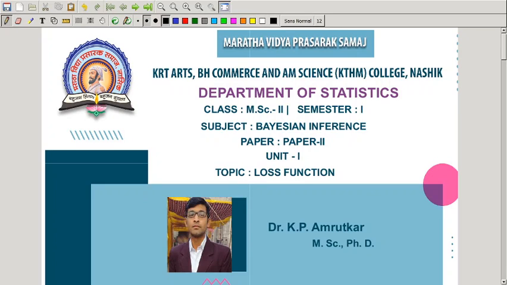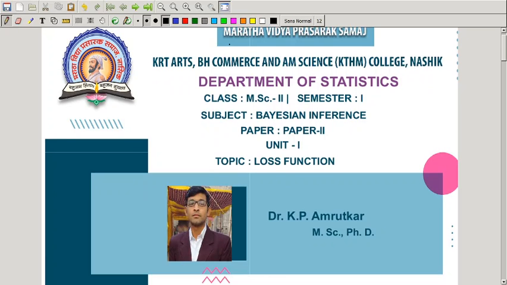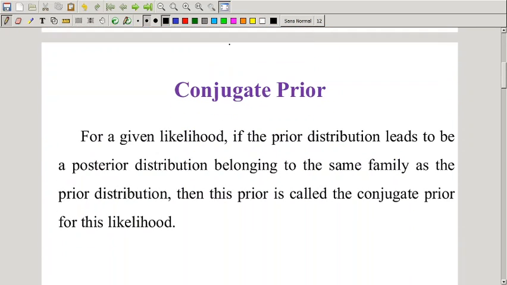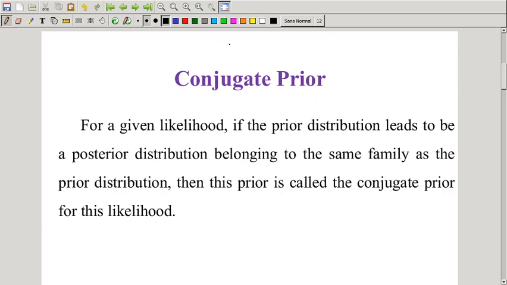Welcome to the third lecture of Bayesian Inference. In this lecture, we will see the loss function. Before starting the loss function, we will discuss some basic definitions. So, first one is conjugate prior.